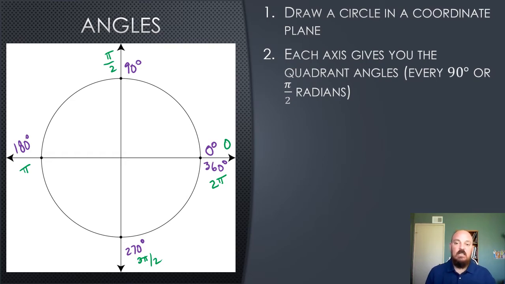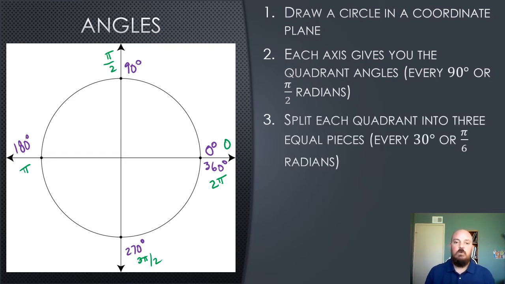Now the next thing I like to do, I don't like to do it all in a row because that can be a little confusing. I do all the 30s next. So what I'm going to do next is take each quadrant, and as best as I can, I'm going to try and split it into 3 equal pieces. Not that great.